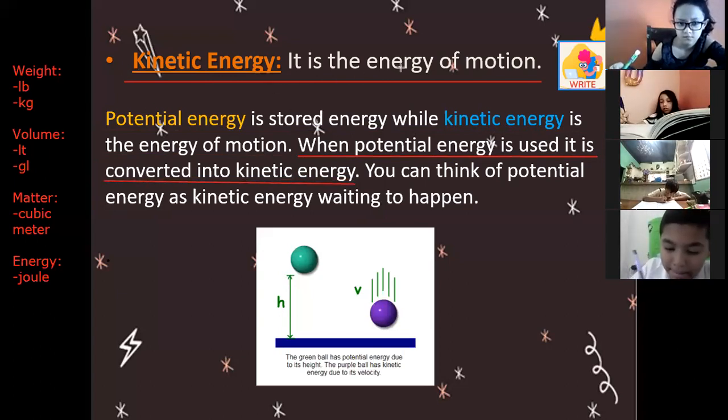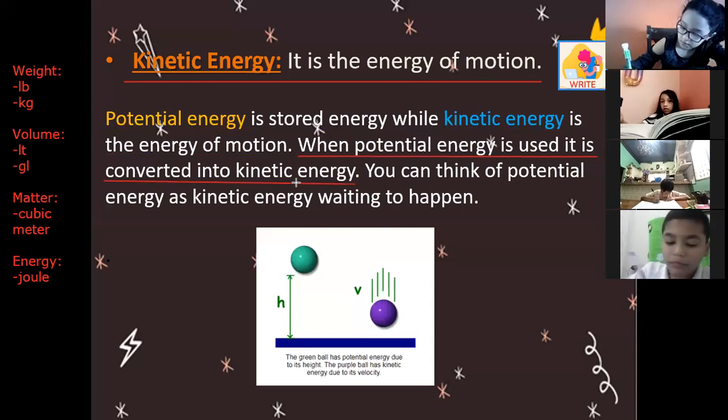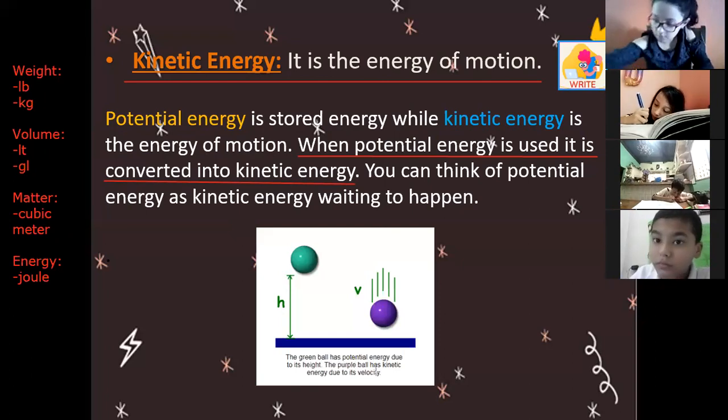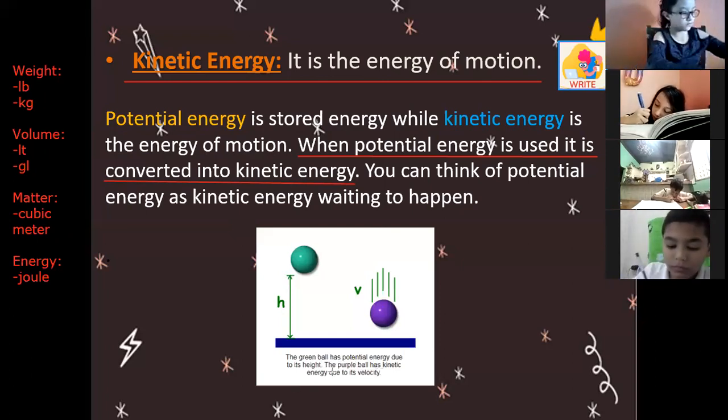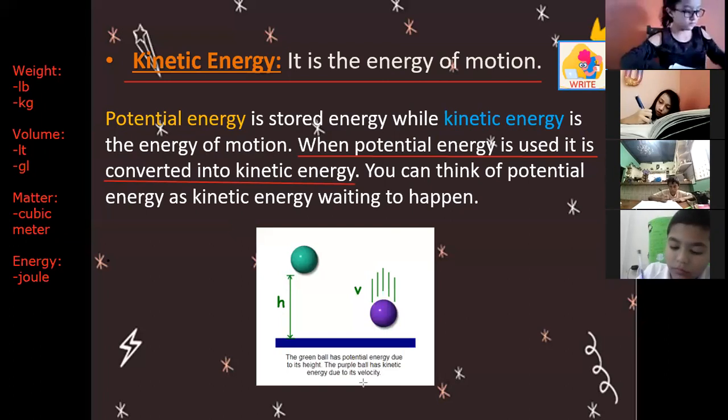Kinetic energy is the energy of motion. When potential energy is used, it is converted into kinetic energy. You can think of potential energy as kinetic energy waiting to happen. Now, in the illustrations we have here, the green ball has potential energy due to its height, and the purple ball has kinetic energy due to its velocity.